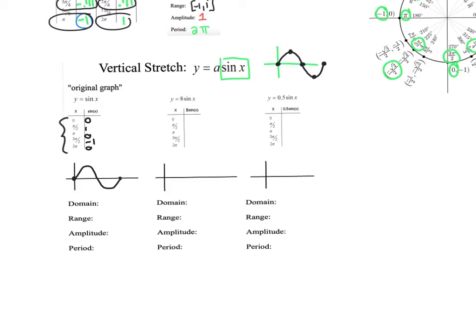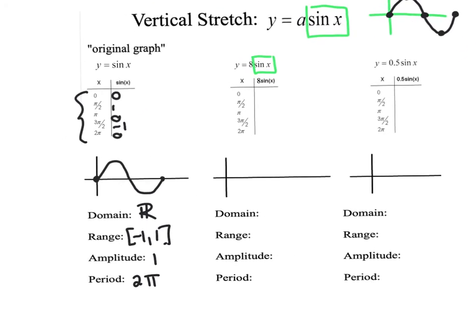Okay, we know that this graph has a domain of all real numbers, a range of -1 to 1, an amplitude of 1, and a period of 2 pi. But now we start adjusting that. Okay, so now let's say that we took 8 times the sine of x. I'm going to zoom in just a little bit here.